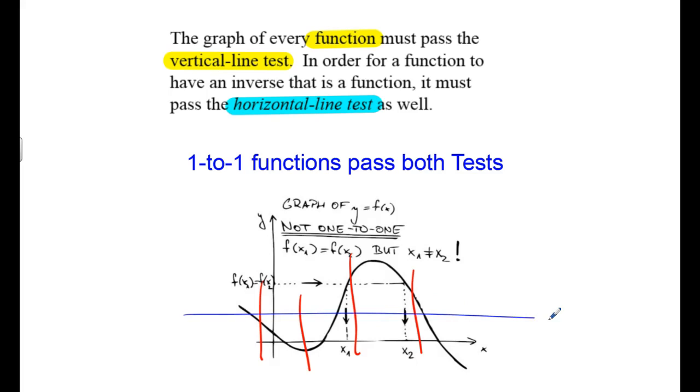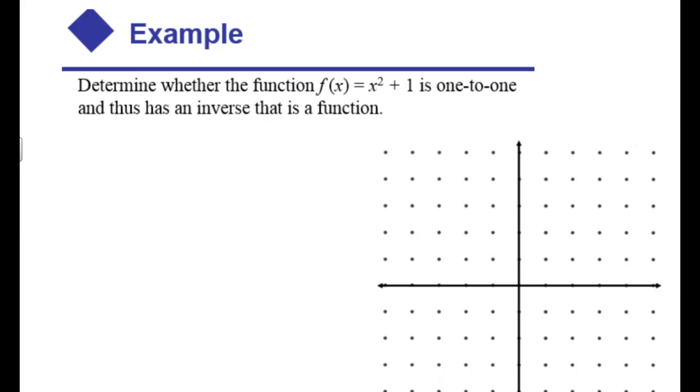So it needs to pass both tests in order for it to be a one-to-one function. So this is not a one-to-one function. So looking at this, let's go ahead and quickly graph x squared plus 1, which means it's a parabola, but it's moved up 1 unit.